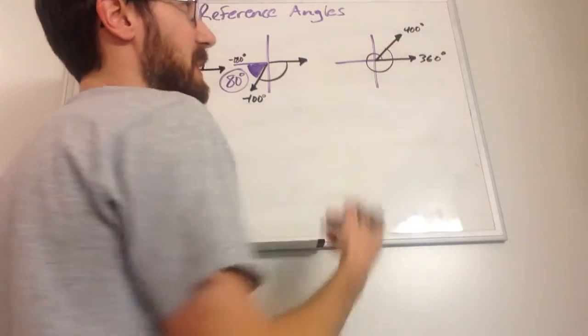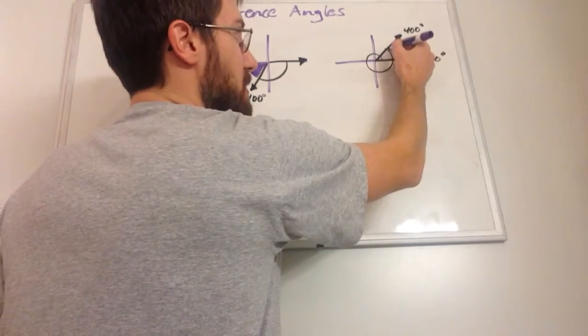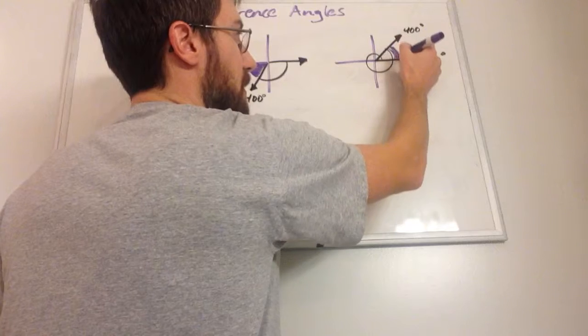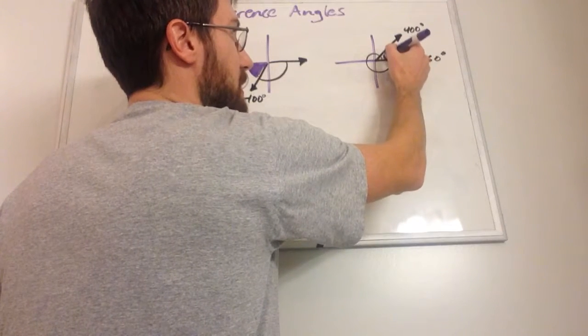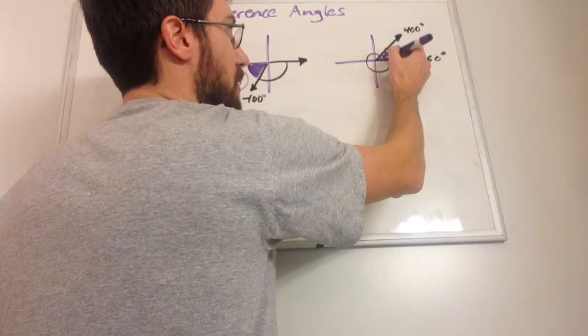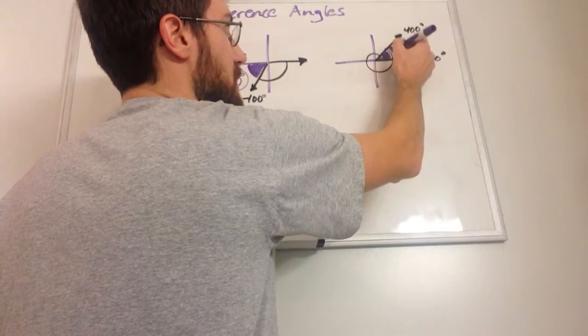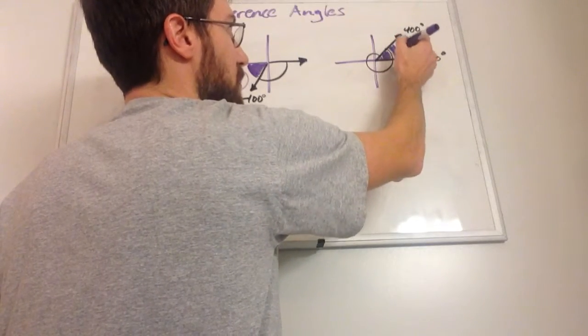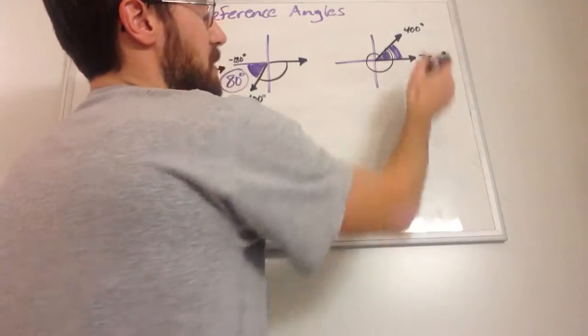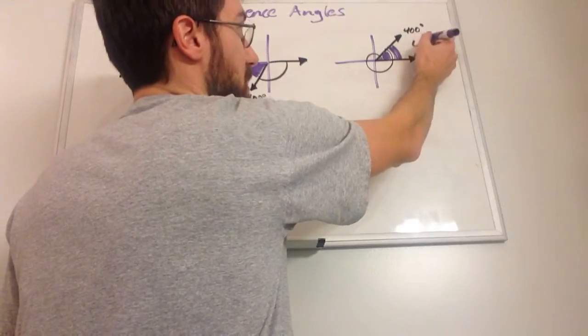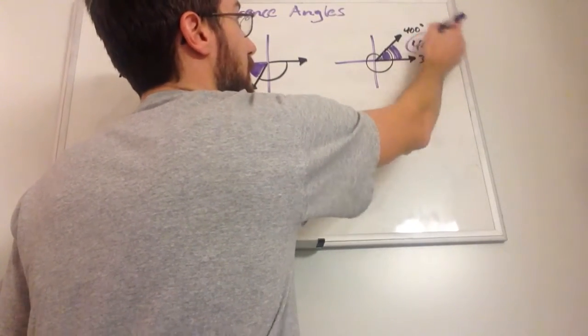But it should always be less than 90 degrees. It's what is left, this angle right here. The closest, the shortest distance back to the x-axis. And so from 400 to 360, that is another 40-degree reference angle.